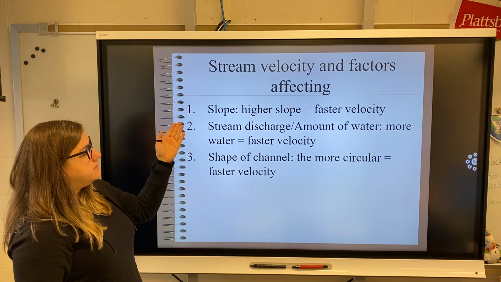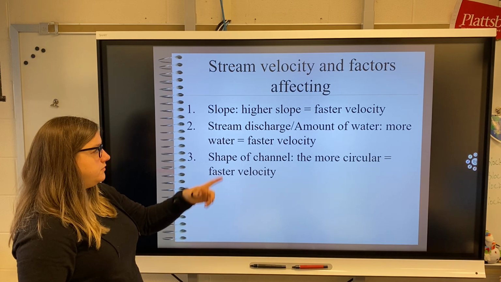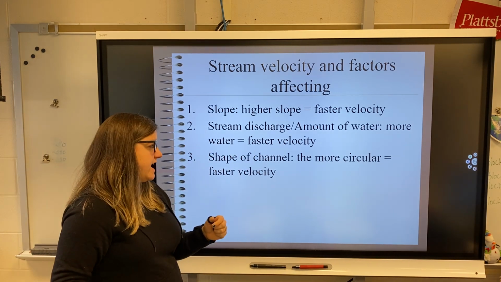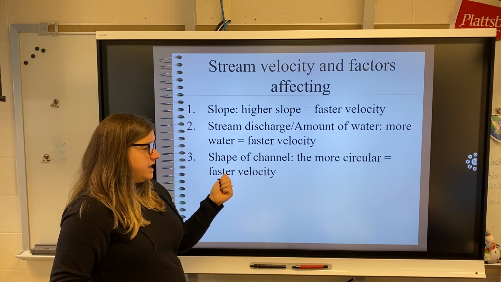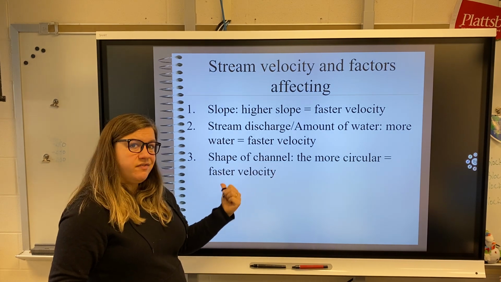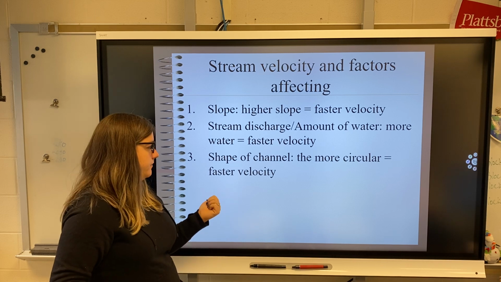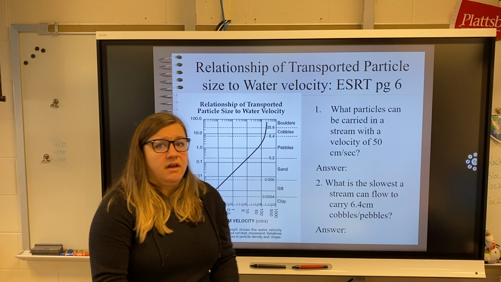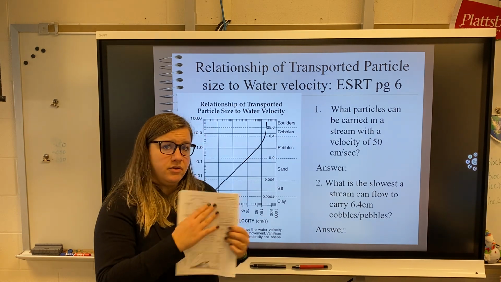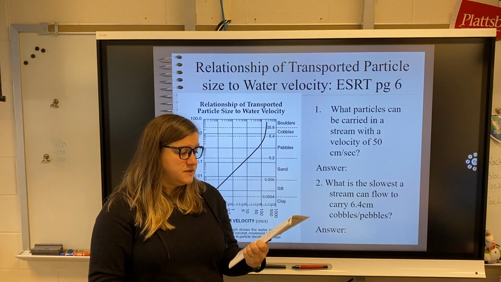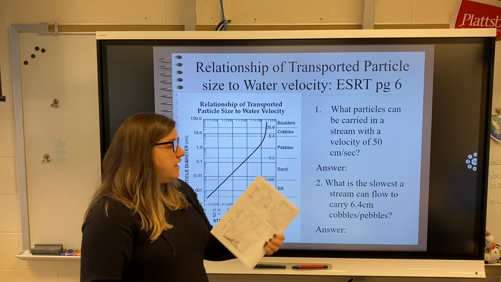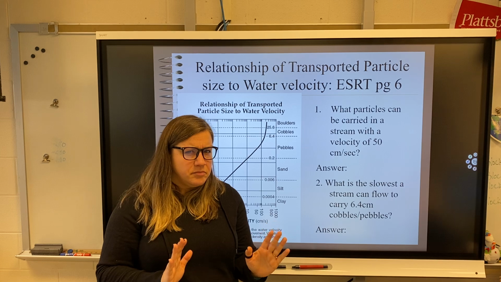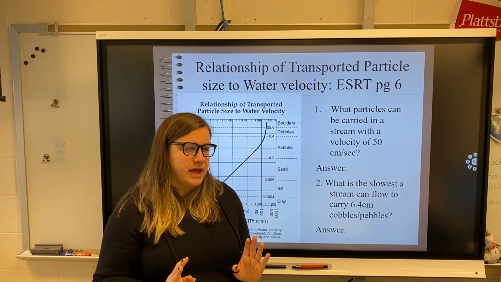So, higher the slope, faster the water is going to move. Stream discharge means the amount of water. More water, it's going to move faster. If the shape of the channel changes, the more circular it is, the faster the water is going to move. So then we have this relationship. This is the page 6 chart I was telling you about, the relationship of transported particle size to water velocity. This chart is a little confusing, but once I show you how to use it, it's not too bad.